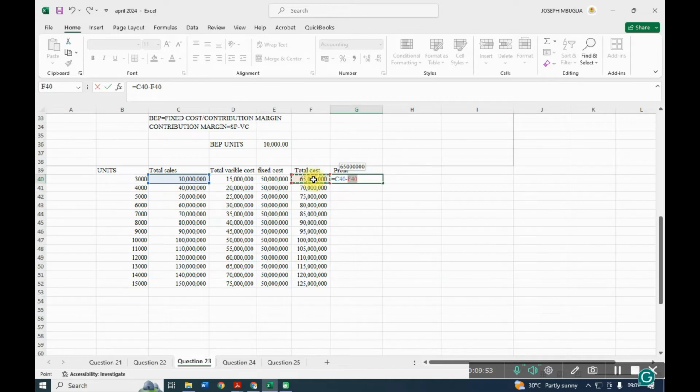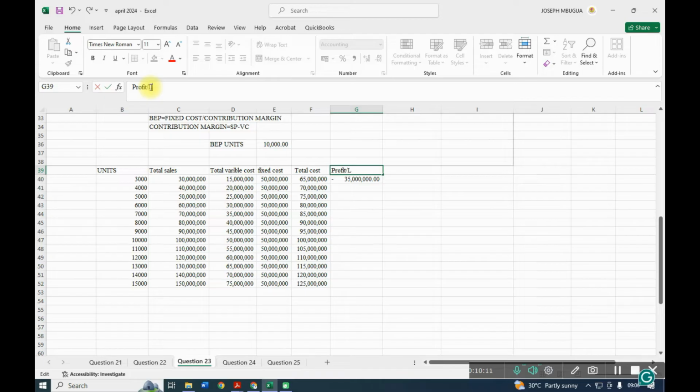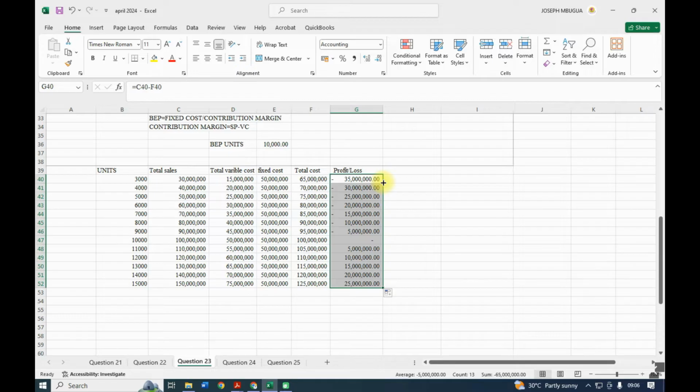You can go the route of contribution, whichever route, but you can have the route of contribution minus the fixed cost, or total sales minus total cost, you'll get the profit or loss. I'll autofill that, and we'll find that at this level all these points are negative. We have said that at this point it is 0, where the total revenue is equal to total cost. So this will be our break-even point, the 10,000 that we had.